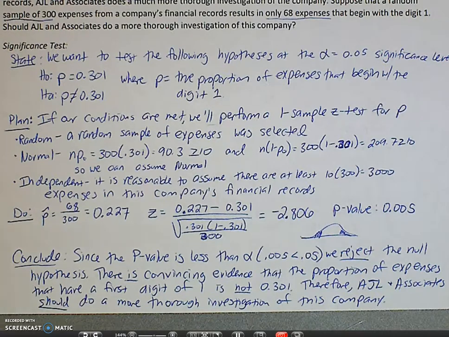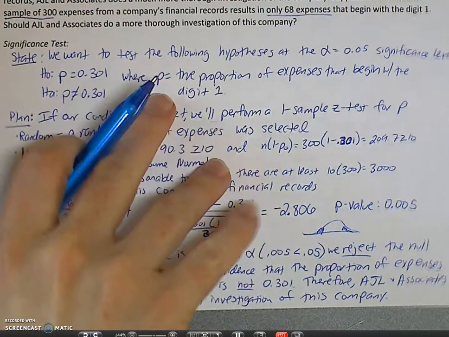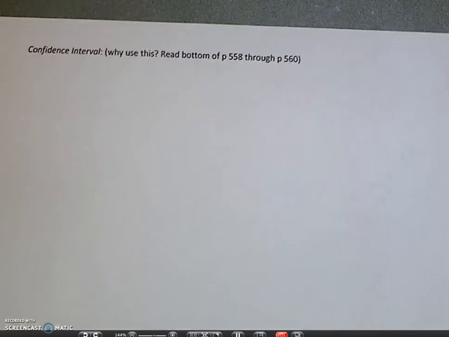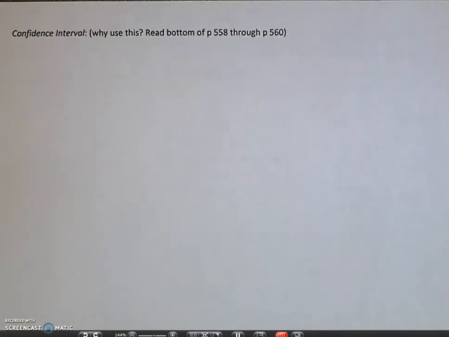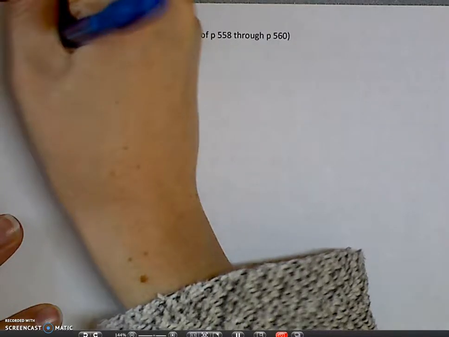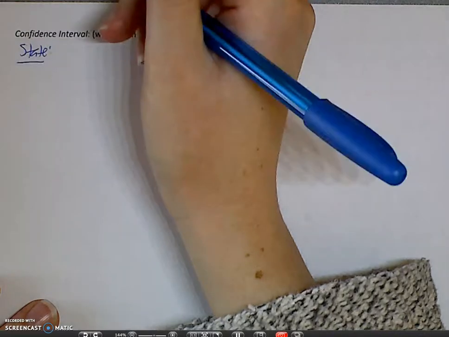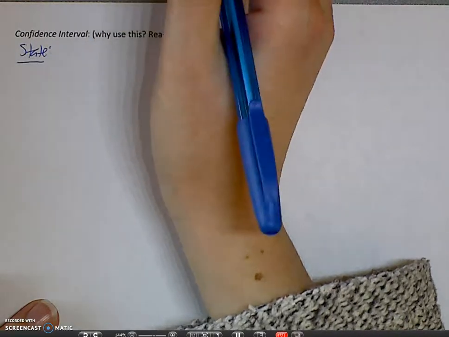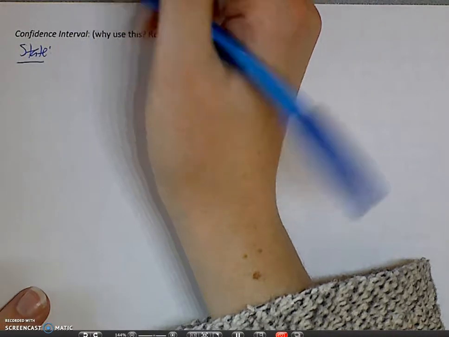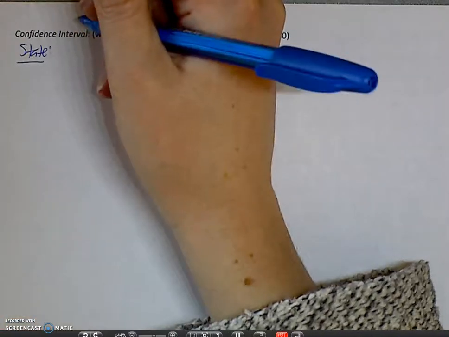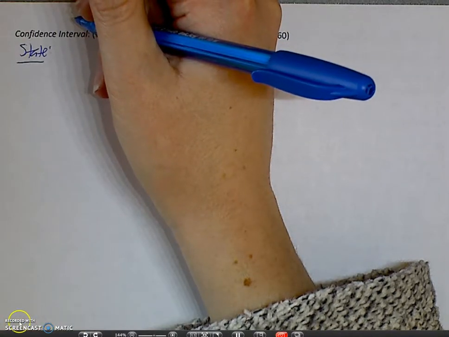So taking it back to what we learned in Chapter 8, we're going to take the exact same information now and do a confidence interval. So let's go ahead and go through that. Full 4-step process. What do we want to do? Because it was a 0.05 significance level, we're going to use a 95% confidence level.